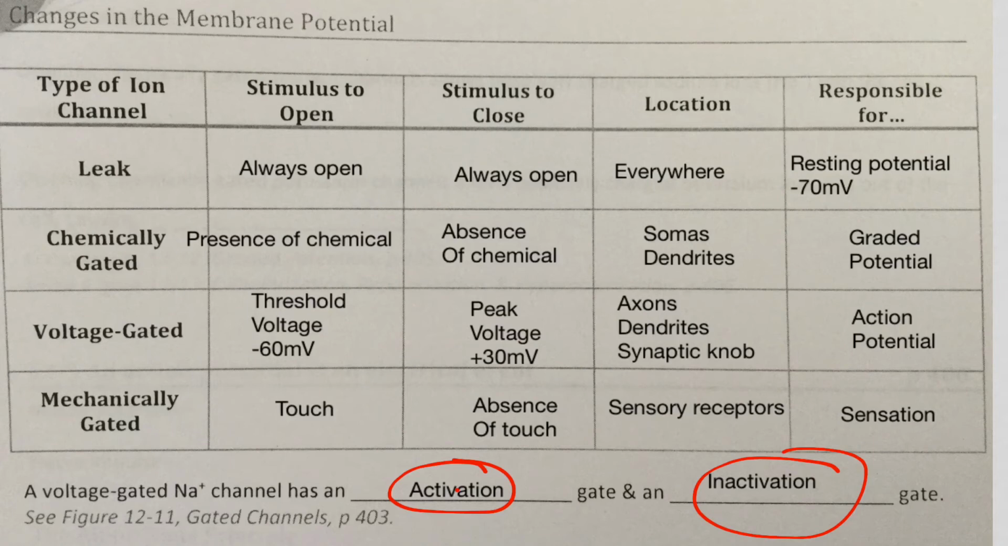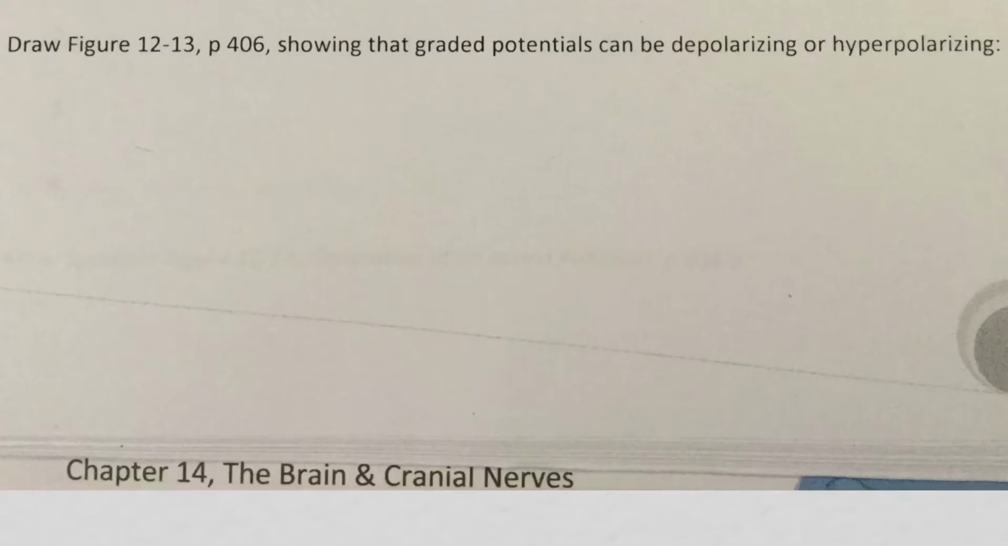So I did also want to draw with you the picture at the bottom of the notes at page 13, where it says draw figure 1213, page 406, and that must be the older version. On the new version, it's figure 1212 on page 409, showing that graded potentials can be depolarizing or hyperpolarizing. So we're going to start on the side at negative 70 millivolts. And then above that will be less negative, negative 60 millivolts.